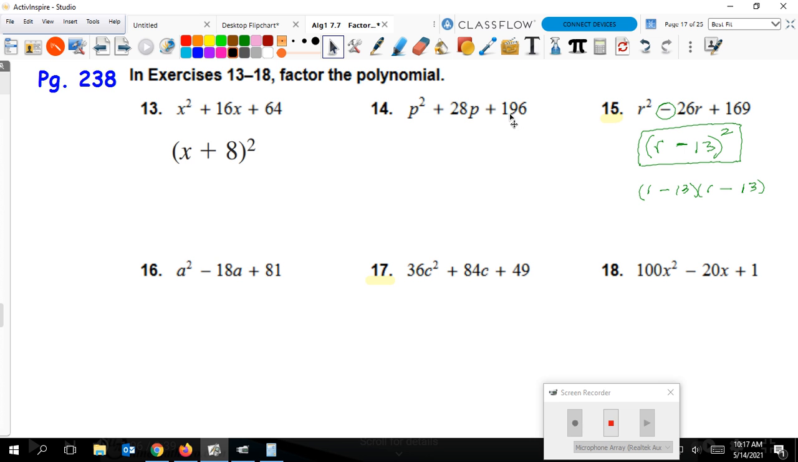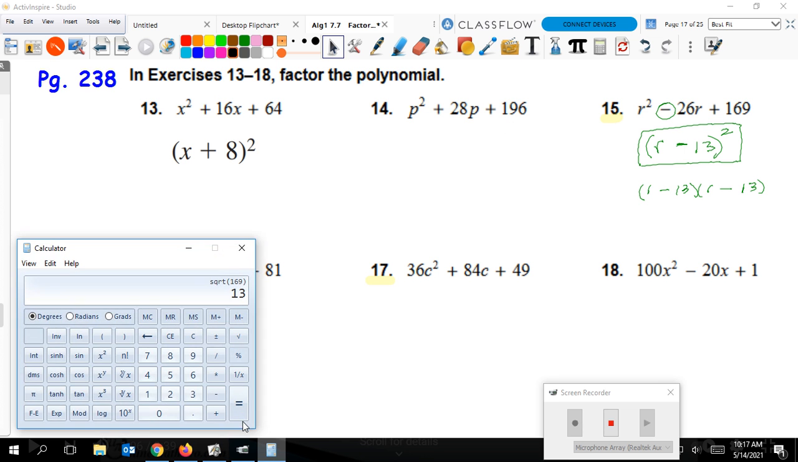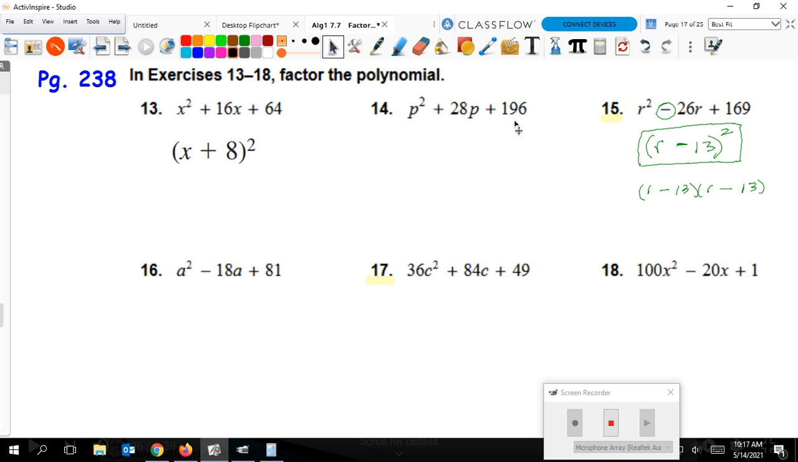This one, 196, that's going to be 14 times 14. Again, we could have done this: is 196 a perfect square? The square root of 196 is 14. So that's where you could have gone. So 14 times 14, 14 plus 14 is 28. So it's a p and a plus with this one, 14. P plus 14.